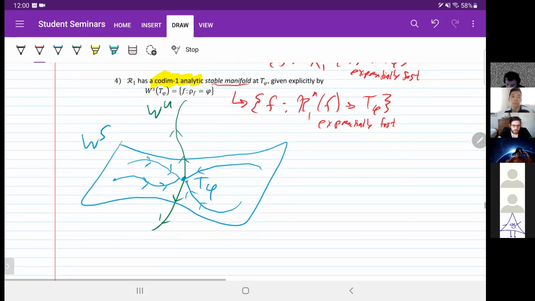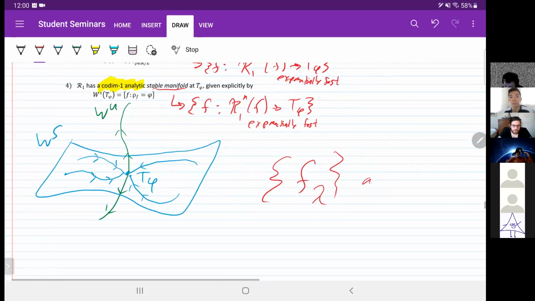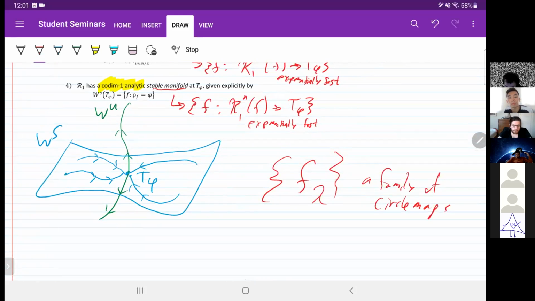And if I take some arbitrary family, F lambda, a family of circle maps, provided this is what's called full, which means that it starts below the stable manifold and ends above. Well, because it's codimension 1, everything that starts below it and ends above it must cross it at a single point, F lambda star.